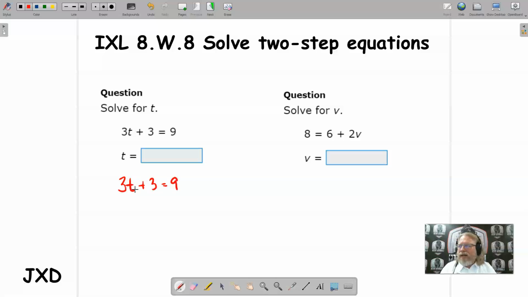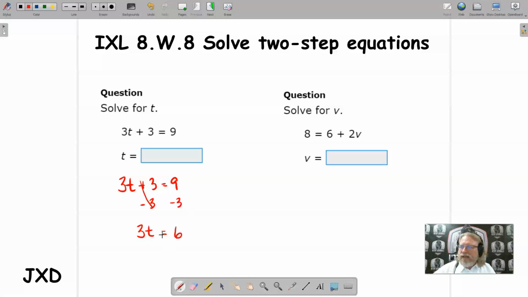So we need to get the t by itself, but before we can do that, we have to deal with this positive 3. So the 3 is related to the 3t through addition, so we need to use subtraction, the opposite operation. We're going to subtract the very number we wish to get rid of, and what we do to one side, we're going to do to the other. Whenever we do that, the positive 3 and the negative 3 are going to cancel each other out, leaving us with just 3t, and 9 minus 3 is going to be 6.